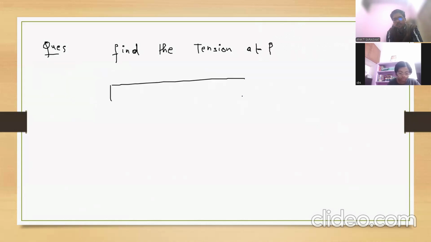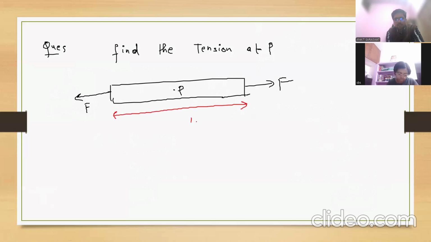Now write the last question. Write down this question. Find the tension at point P. Quickly tell me the answer, okay? Its length is L. What is the tension at P?